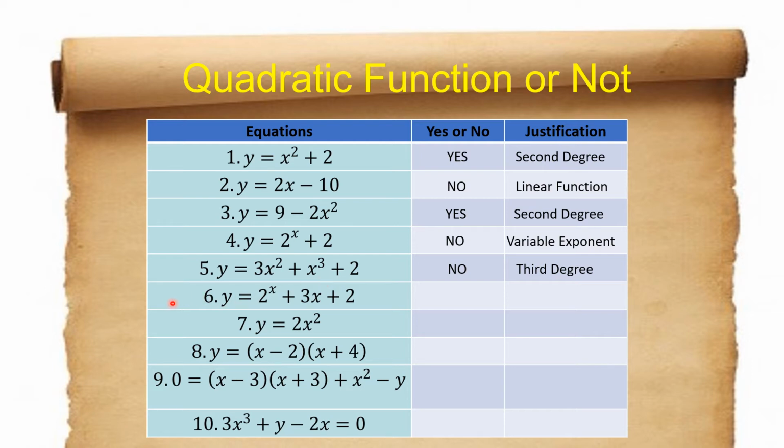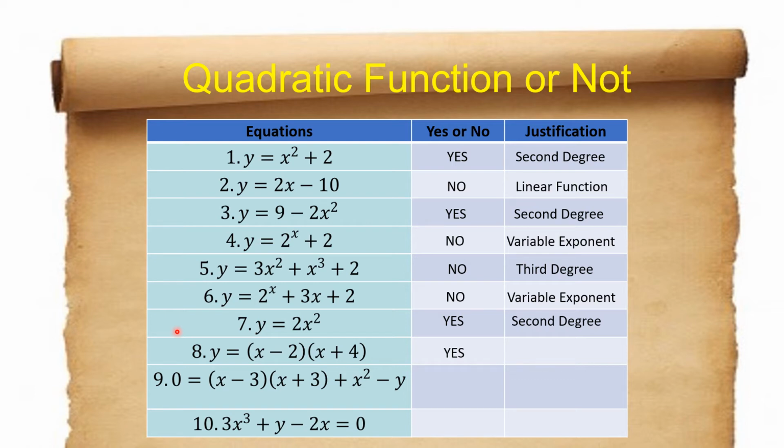Okay, so number 6, y is equal to 2 raised to x plus 3x plus 2. So this is no. Same with number 4, variable exponent. Okay, for number 7, you have y is equal to 2x squared. So this is yes, because it is in second degree. Okay, this x squared is in second degree. For number 8, this is yes. y is equal to the product of x minus 2 times x plus 4.